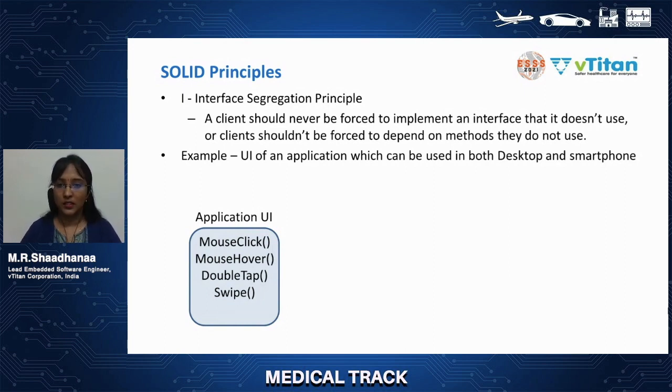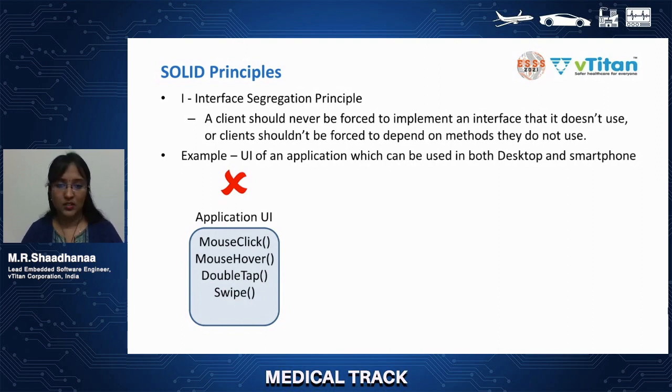But when I consider a desktop application, I might not need double tap and swipe. But when I consider my smartphone application, I might not use mouse click or mouse over. So in this case, if I give this whole application to my client, I might not satisfy my interface segregation principle because I'm giving some of the features which are not required by the clients.